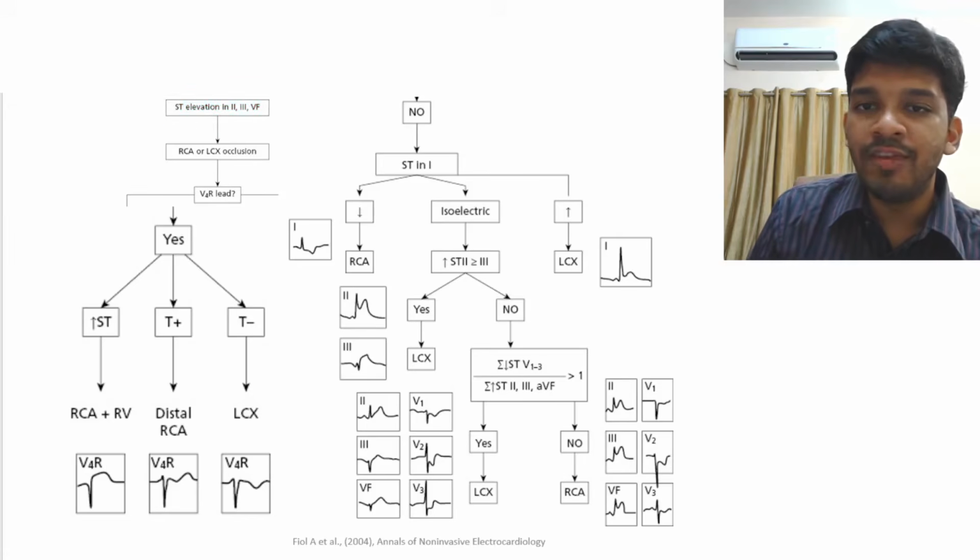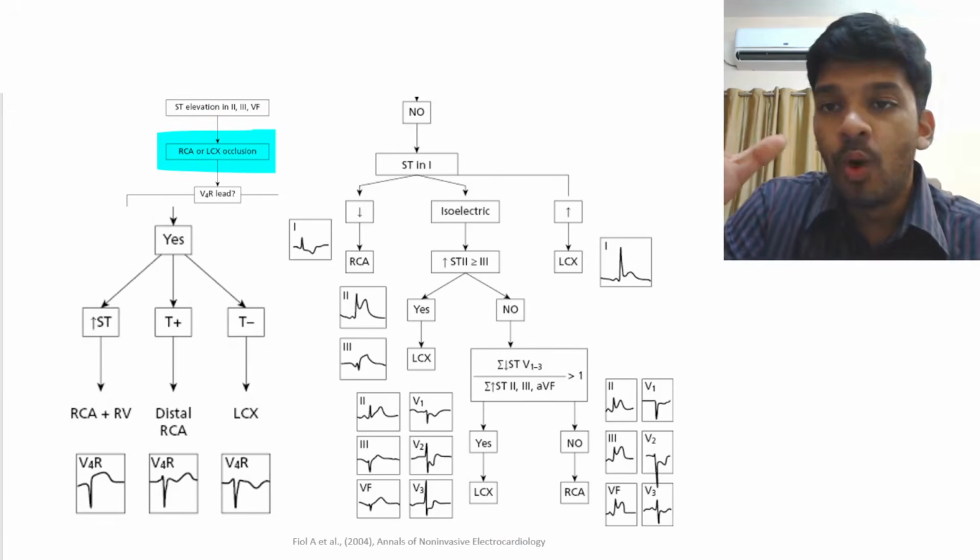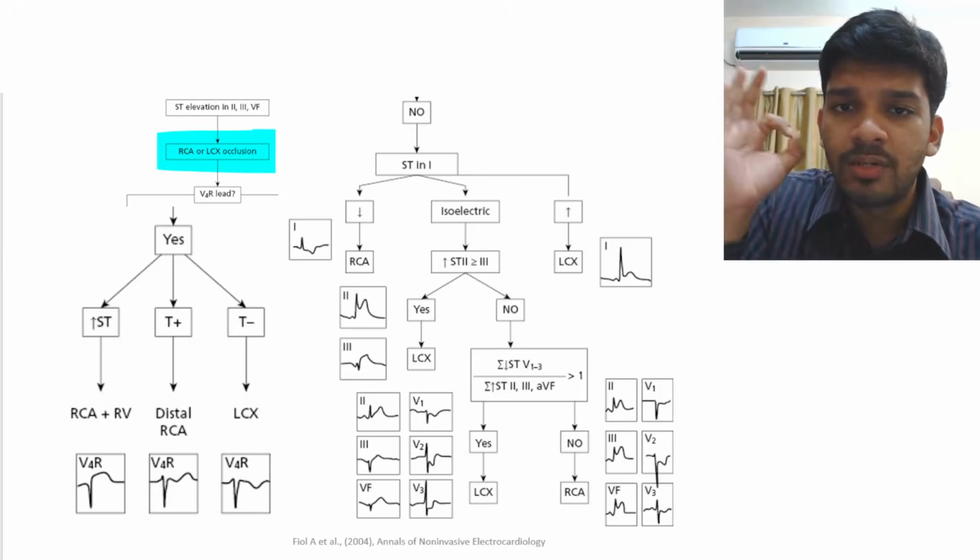ST elevations in II, III, aVF take you to either an RCA or an LCX occlusion. That is very clear. So these are all inferior wall MIs which you want to localize either to the right coronary or the left circumflex.